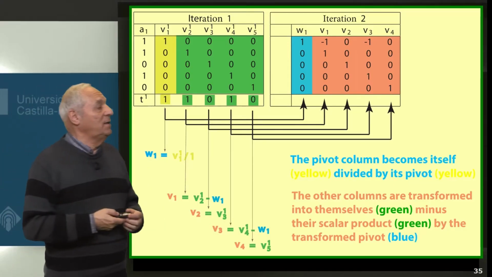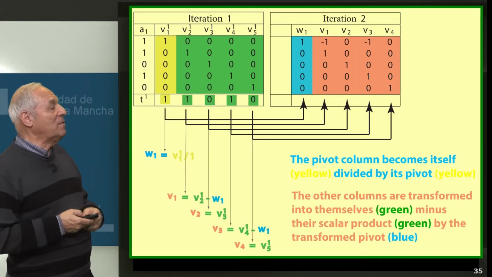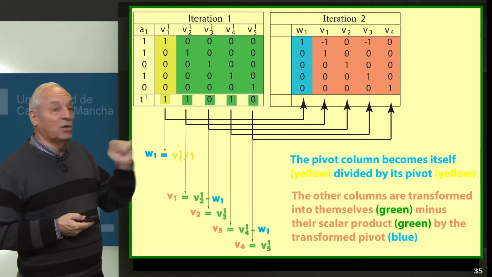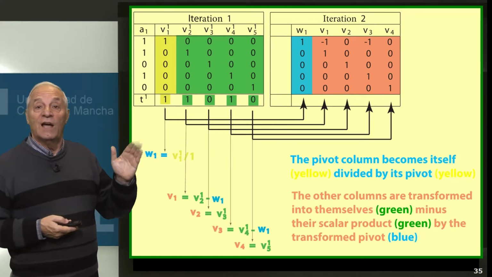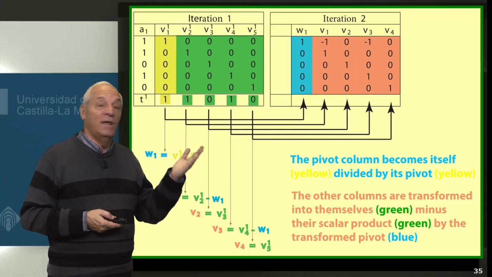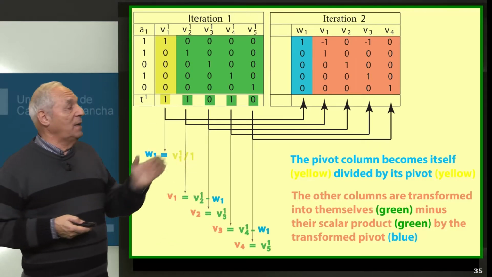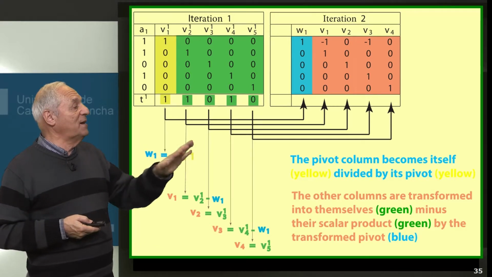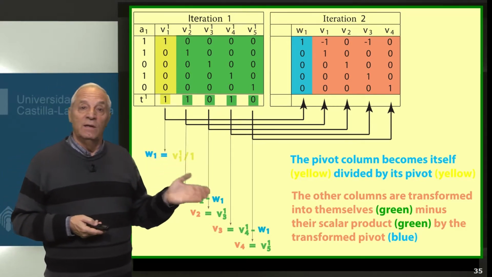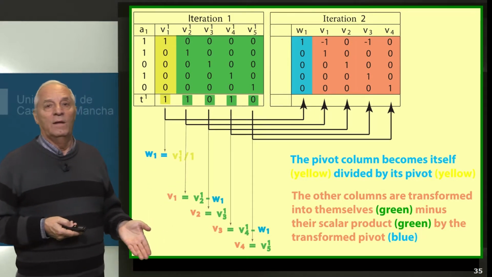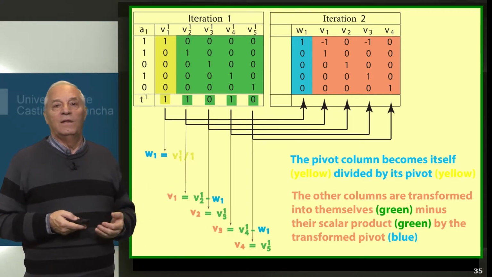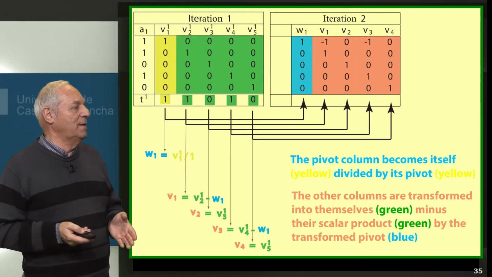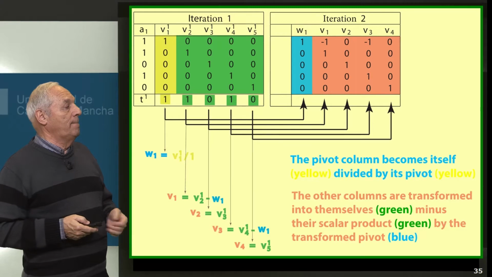As a review, and giving it a more colorful aspect, here you have an idea of how the algorithm works. We introduce a vector, scalar products are calculated, the pivot is chosen, which is in yellow, and then the yellow column, which is the pivot, is divided by its pivot, and we get the blue one. The others become themselves minus their scalar products, times the transformed pivot column. If any column has a scalar product 0, it is copied, so there is no need to calculate anything.